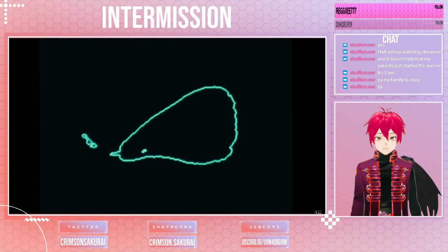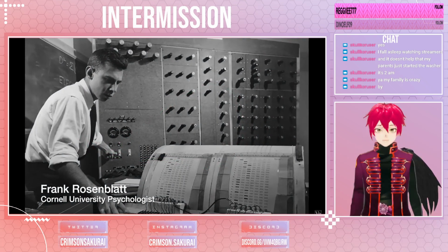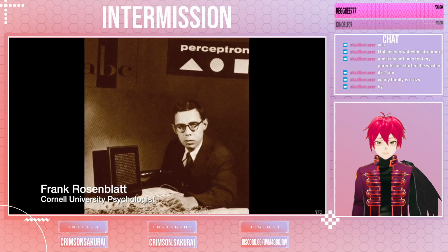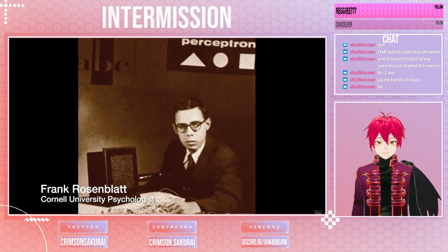In 1958, Cornell University psychologist Frank Rosenblatt built the perceptron, designed to mimic how neurons fire in our brains.